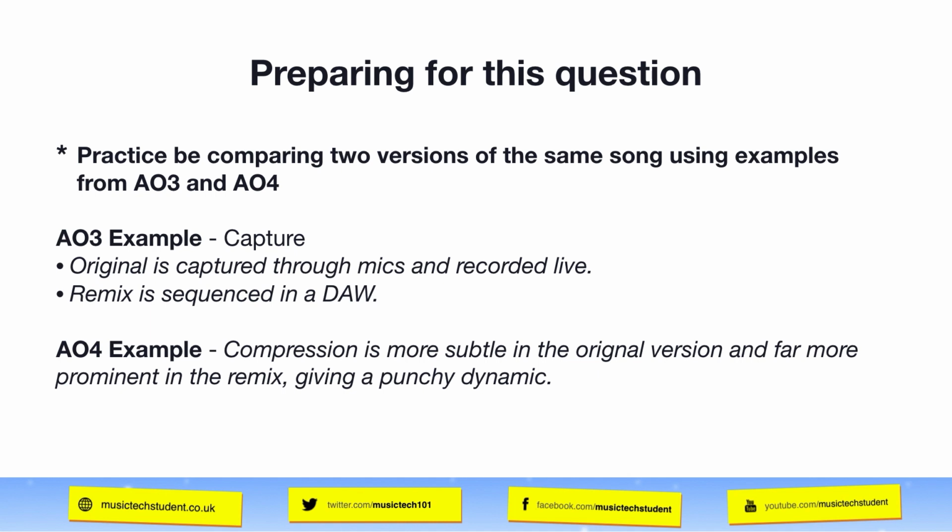So I've just given you a couple of examples for what you could write here. So for the AO3 example under capture, to get 2 marks, and remember the AO3 is worth 5 marks in total, so you'd need 3 more of these. You could say something like the original is captured through mics and recorded live. And then the remix version is sequenced in a DAW.